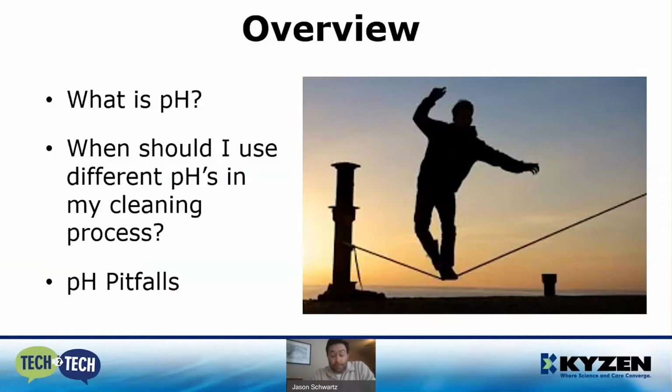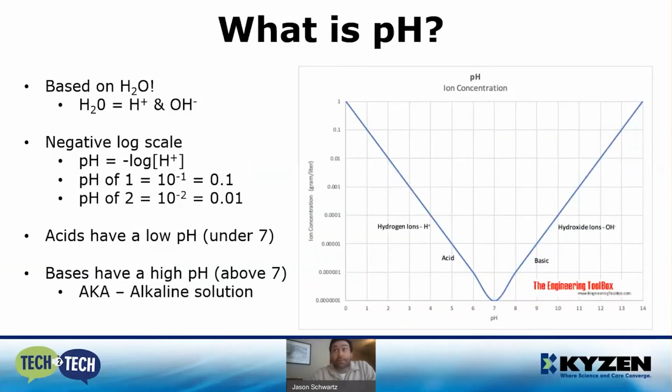So what is pH? The first thing to know is that it's based on water. Water can be broken down into two ions, H plus and OH minus. pH is the measurement of the H plus or acid in solution. The second thing to know is it's on a negative log scale. What does that mean? Well, that means that a pH of 1 represents 10 to the negative 1 or 0.1% acid in solution. A pH of 2, 10 to the negative 2 or 1% acid in solution.